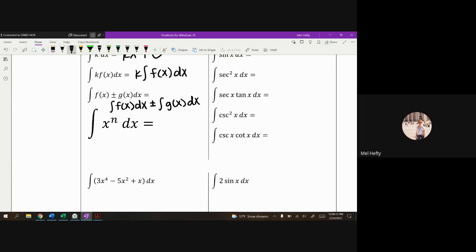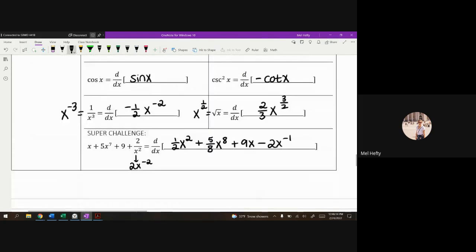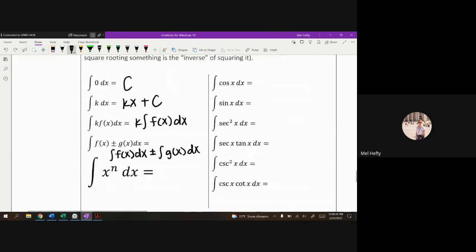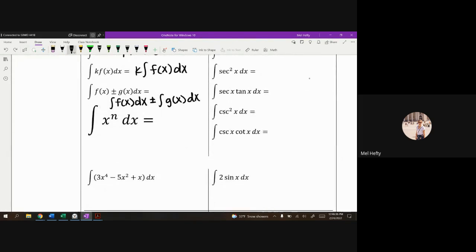What did you guys say for these ones? What was I doing to get the new power? It was adding 1, right? And then how did I get this number out front? Yeah, I'm kind of dividing by that number or multiplying by the reciprocal of that number. So one way you can write this, I'll write it a couple of ways for however you prefer to think about it in your brain.